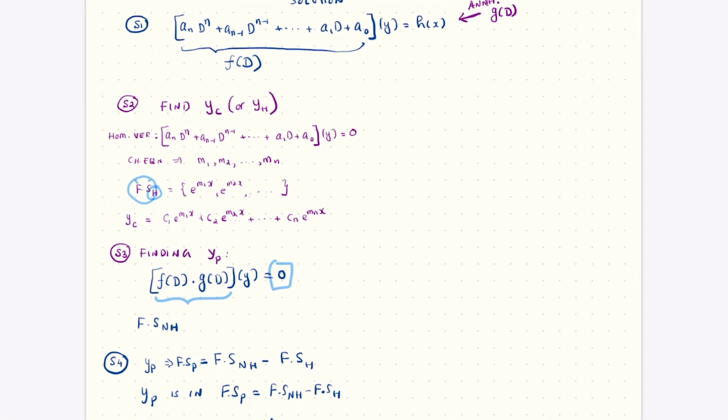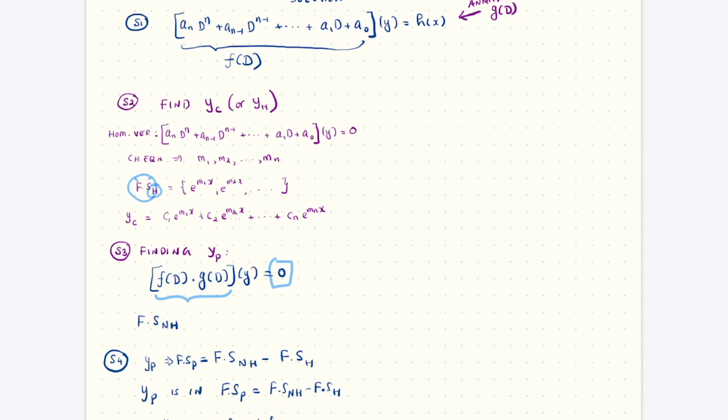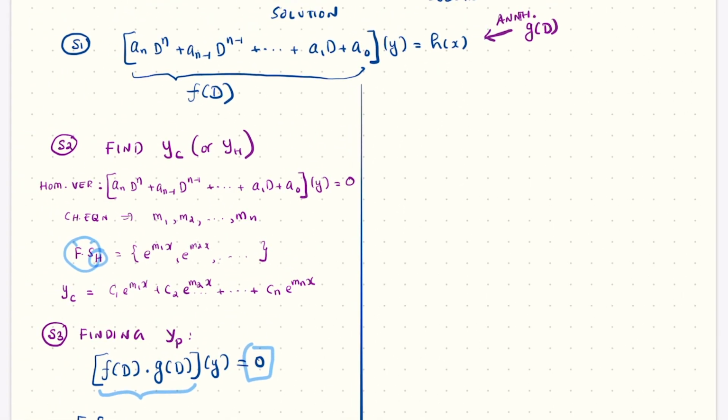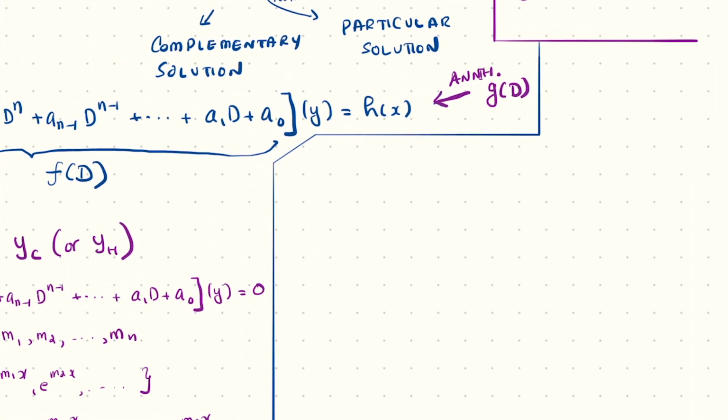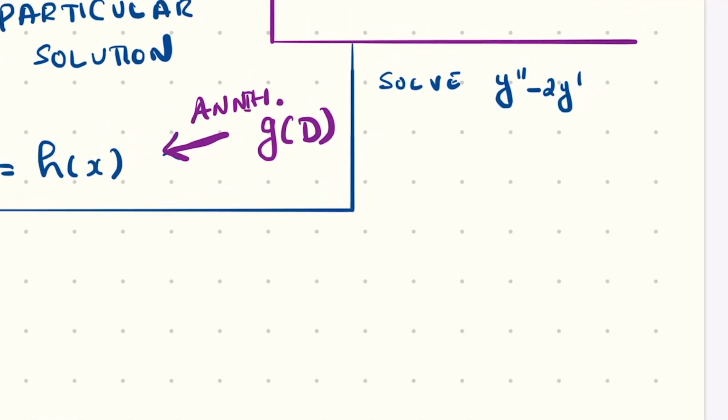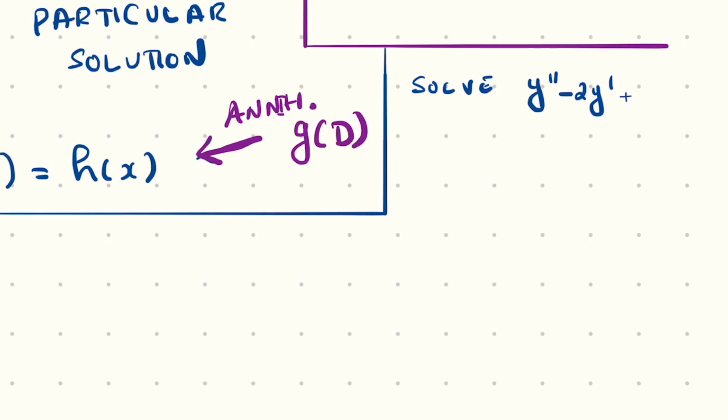Let me quickly solve the following problem. Let's take a look at this problem. Very simple problem. Solve y double prime minus 2y prime plus y equals e to the 2x. As simple as that. It's not a big deal.